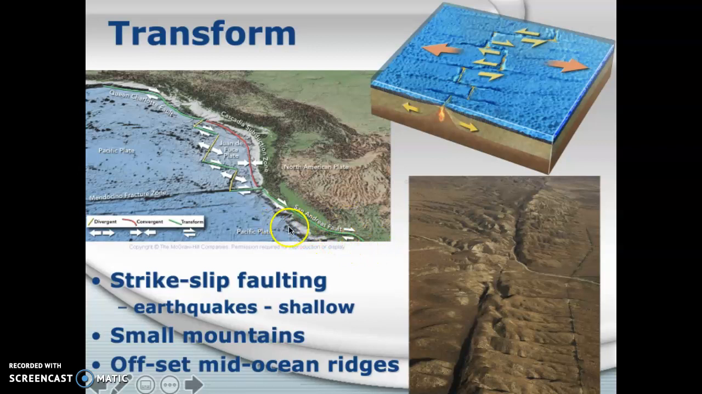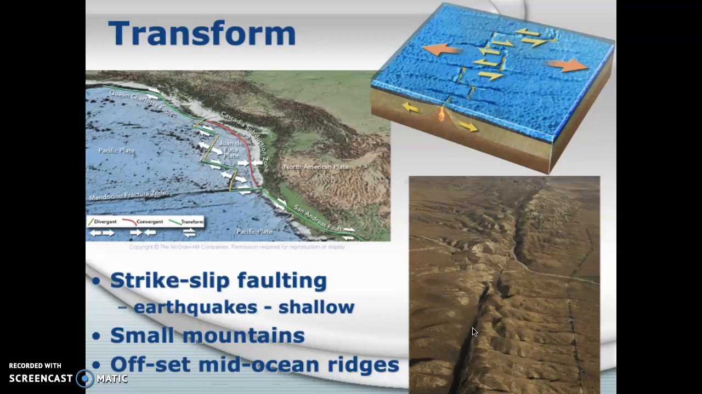are just where one plate is sliding past the other. And so our best example of that is probably the San Andreas Fault. You can see it here on the lower right-hand side. It's a long fracture that runs along the surface of the Earth. In terms of the geologic features we find here, this is a relatively simple boundary. We see strike-slip faulting with a lot of shallow earthquakes, and that's primarily what we see.